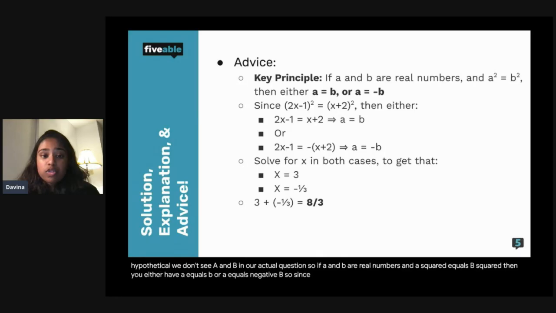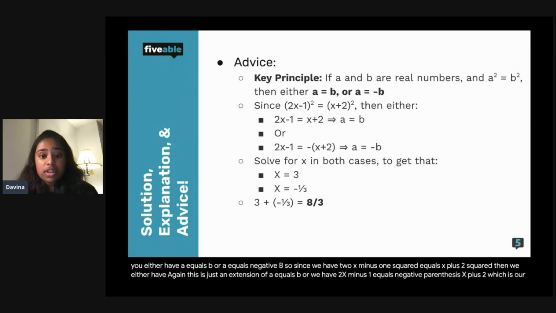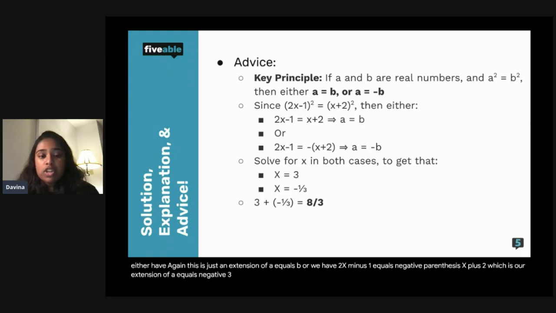So since we have 2x minus 1 squared equals x plus 2 squared, then we either have 2x minus 1 equals x plus 2. Again, this is just an extension of A equals B. Or we have 2x minus 1 equals negative parentheses x plus 2, which is our extension of A equals negative B. So if you want to take a second to write that principle down, that would be great. But again, from here, it's a simple solve.